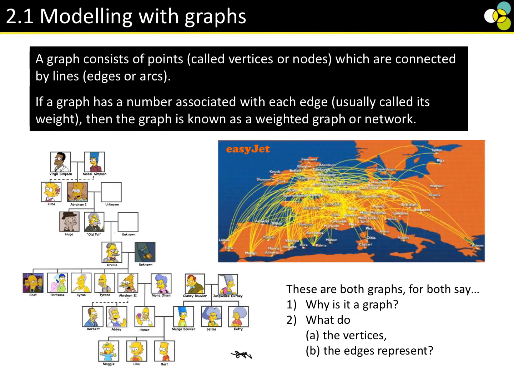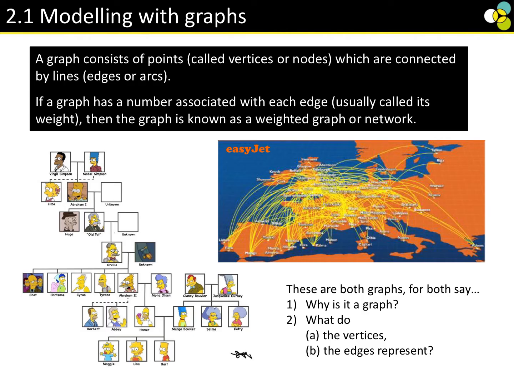So a graph consists of points, okay, but we're not going to call them points. We're going to call them vertices or nodes. I'll flick between the two, and they're connected by either edges or arcs, okay? So if a graph has a number on the arc or the edge, it's normally called weighted, okay? And it's called a weighted graph or network.